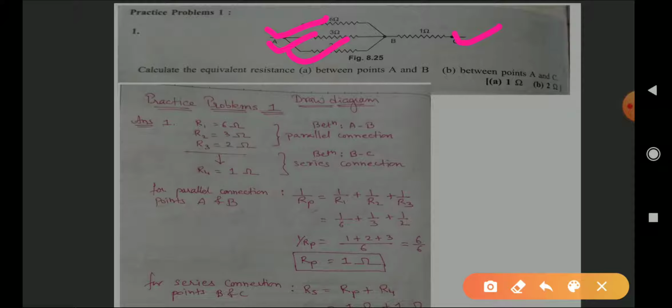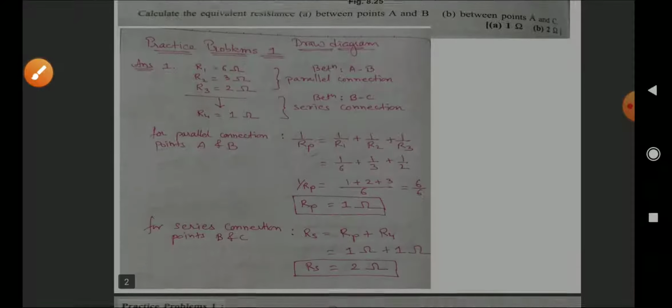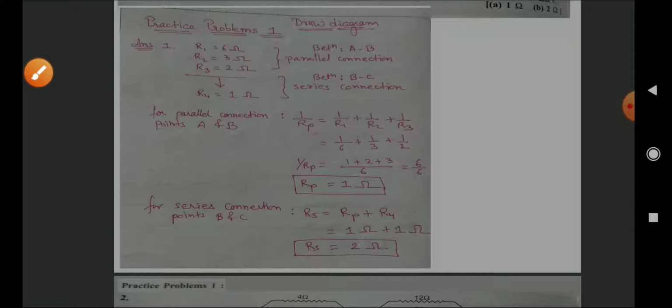So first of all we'll find out the resistance in the parallel circuit. What I have written in this slide: R1 is equal to 6 ohm, R2 is equal to 3 ohm, R3 is equal to 2 ohm, and it is connected with another resistor of 1 ohm. We'll find out first of all the resistance in the parallel connection.